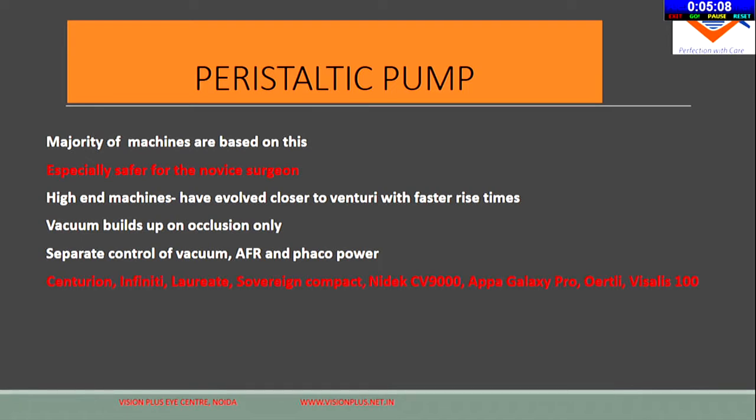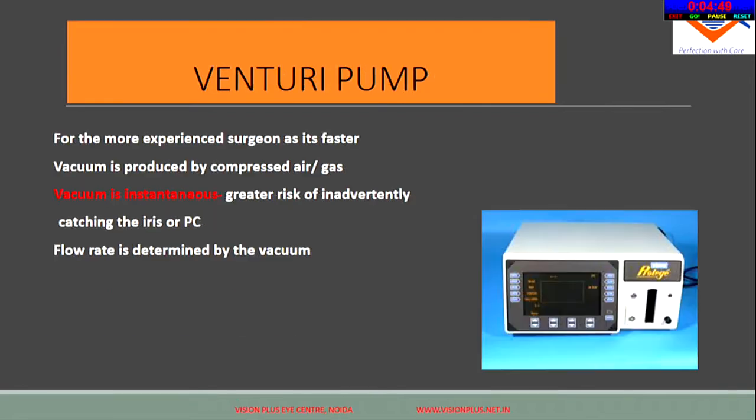Some of the machines which have a peristaltic pump are the Alcon platforms, the Sovereign, Nidec, APA. So you have time now when you're here at the conference, if you're planning to upgrade, you must go to each of the manufacturers and understand in depth what are the options available.